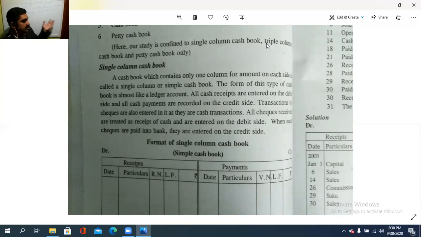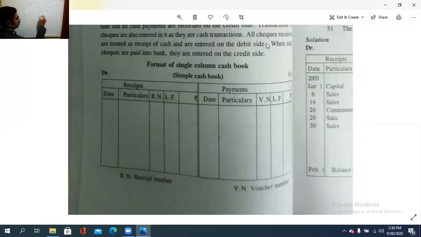So all the checks received are treated as receipts of cash and entered on the debit side, while checks paid into bank or the expense out, whatever be the thing, that is to be on the credit side or the payment side. So this is the format for a simple cash book, like this way.